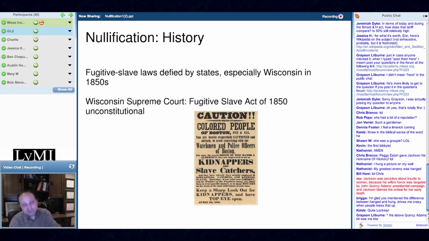But this is covered, I think, reasonably well in the book, and I give it as an example because here's a case where you have a state actually declaring a federal law unconstitutional. And it's a law that involves slavery, but not in the way people think. It wasn't actually to defend slavery, but to oppose it that Wisconsin fought against a federal law.